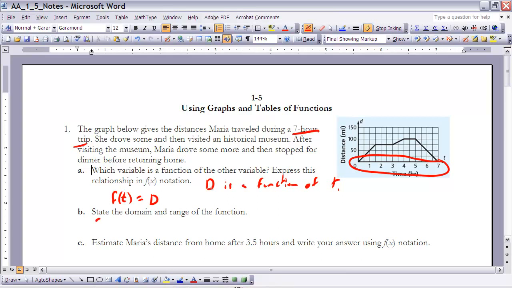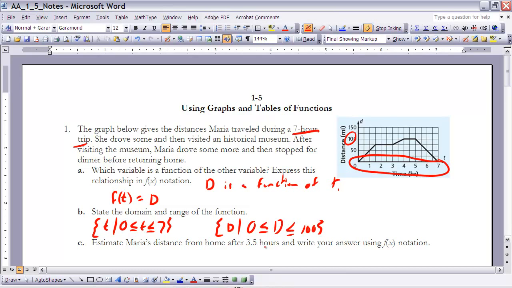So we state our domain is the values of t where 0 is less than or equal to t is less than or equal to 7. The range is the values of d, the distance traveled. Although our graph goes up to 150 in terms of the way it's broken up here, the highest that the actual curve goes is right here at 100. So it goes from 0 to 100, so our range is 0 is less than or equal to d, less than or equal to 100.